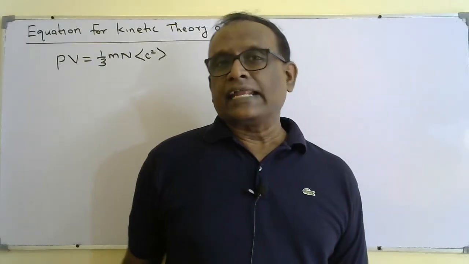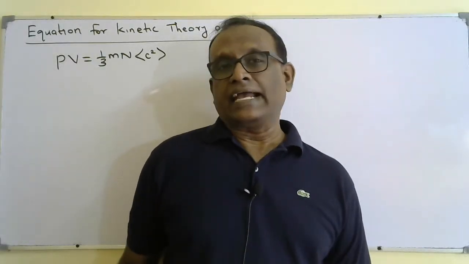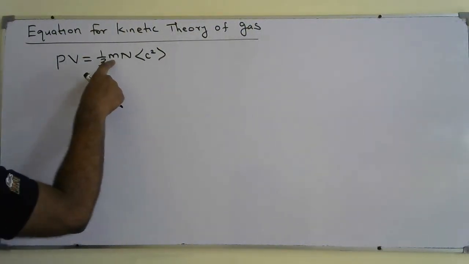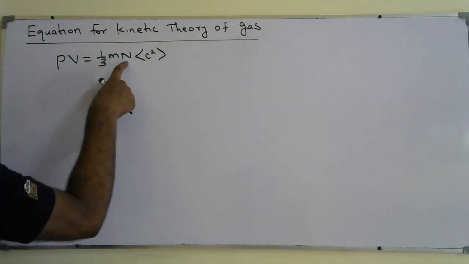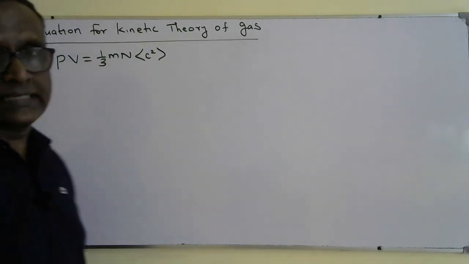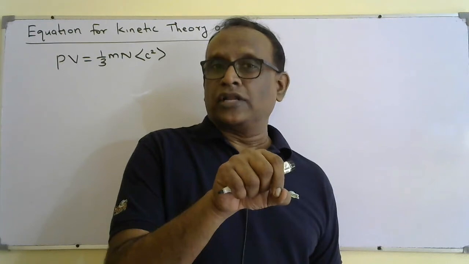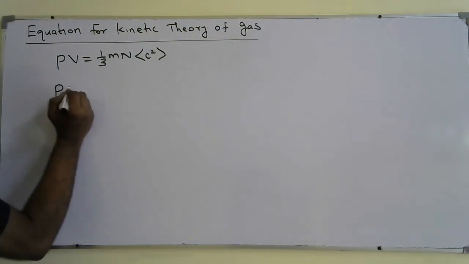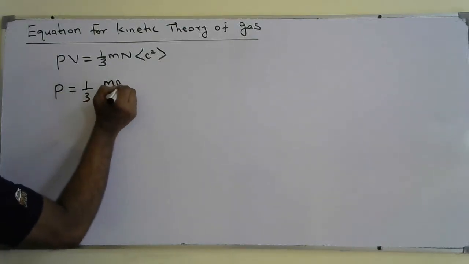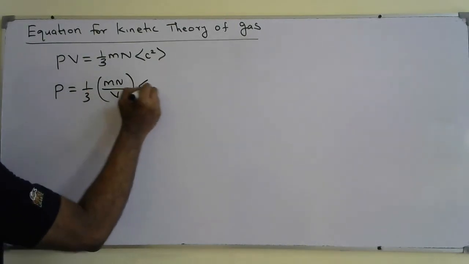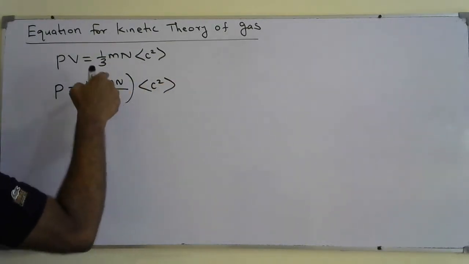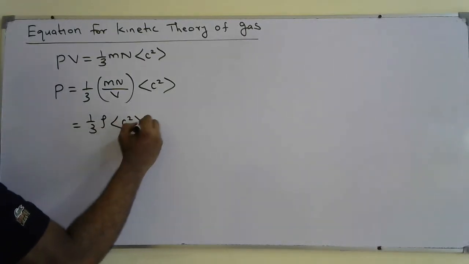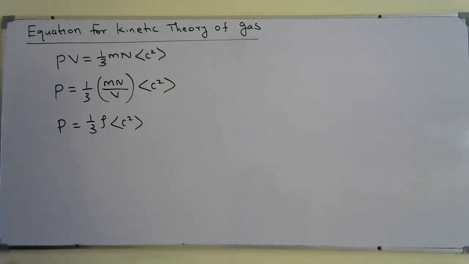So by using it they can ask you to find the density of a gas for a particular pressure. This is the mass of a gas molecule, and N is the total number of molecules. So mN is the total mass of the gas. So pressure is equal to 1/3 mN over V into c squared. mN over V, total mass over volume, is the density. So 1/3 rho c squared. So they can ask you to find the density by using this equation.